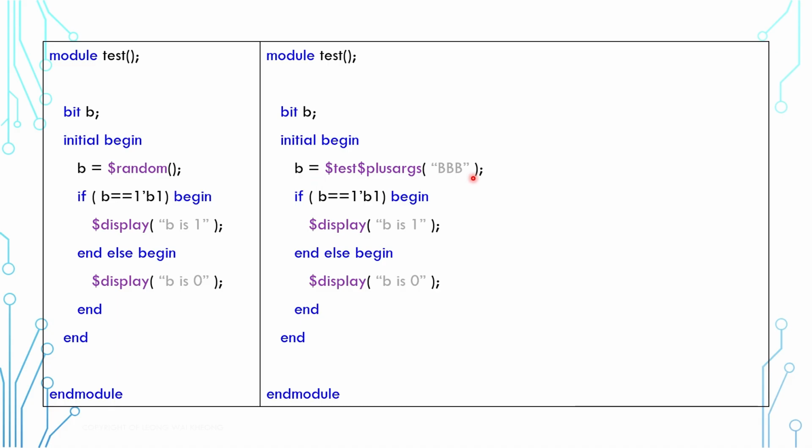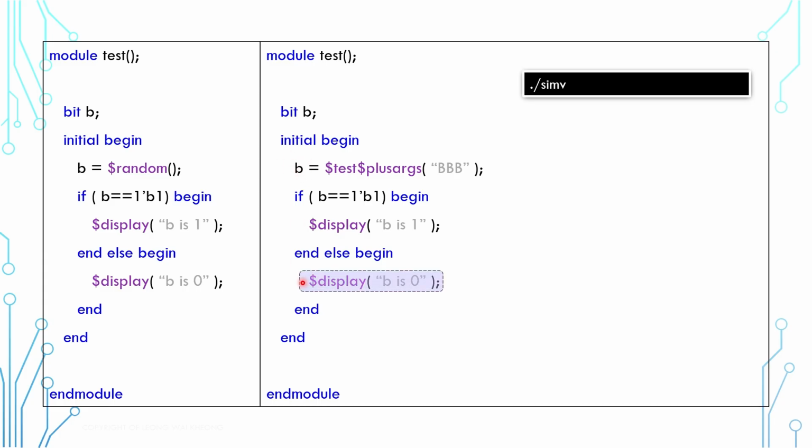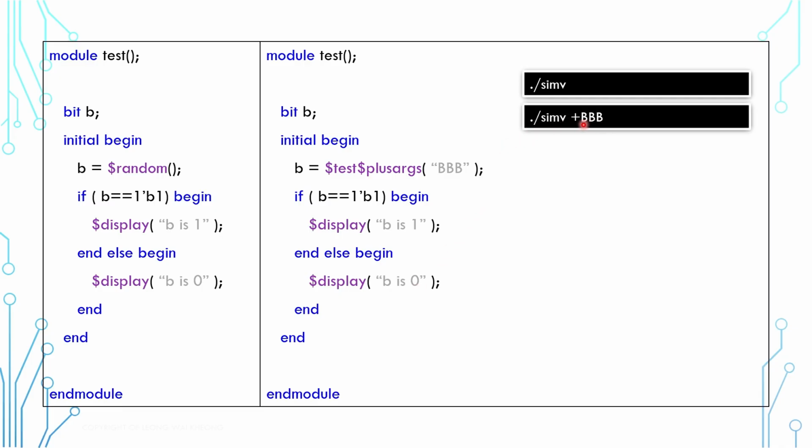Once we compile the code, we get a simulation executable. And if we are using VCS, this would be the executable. We can run it without any simulation options. The test plusargs would see that there is no such BBB option from the command line, and it will assign 0 to the bit B. And therefore, this statement is executed. We can also provide an additional simulation argument plus BBB. In that case, test plusargs would set B to 1 and this statement is executed.